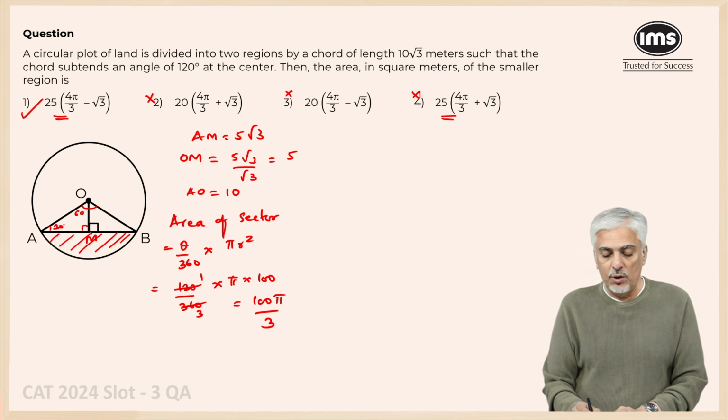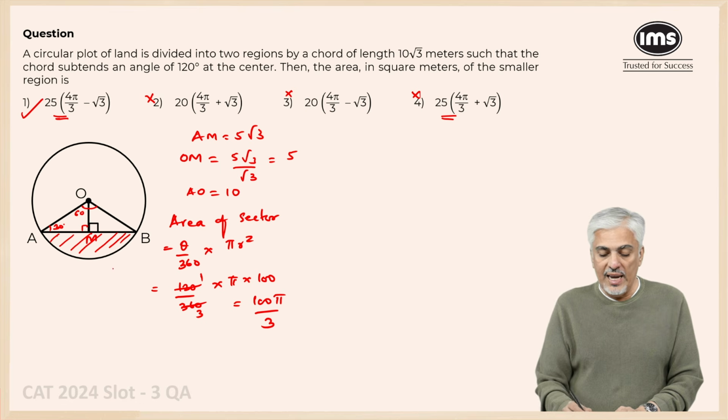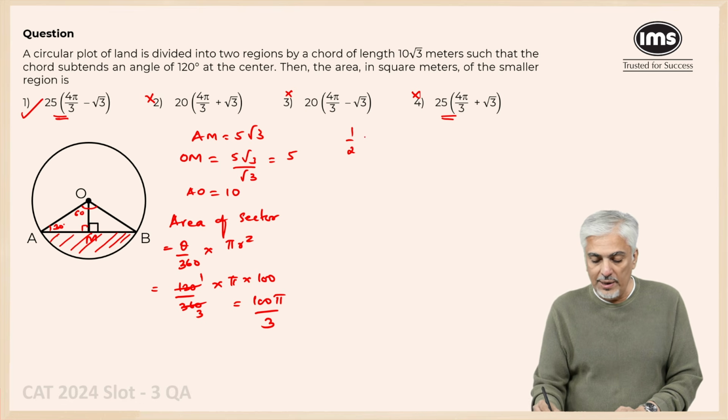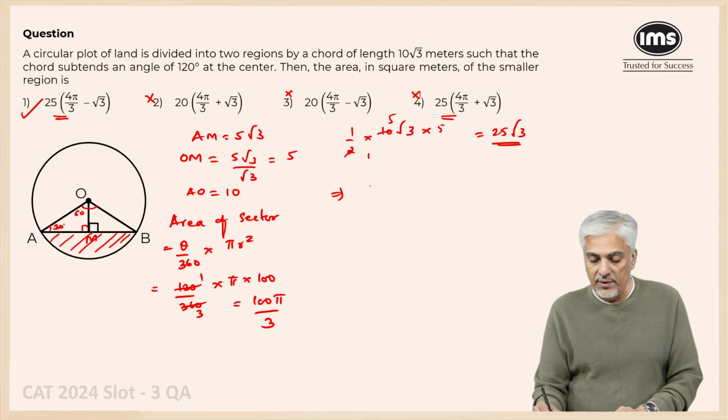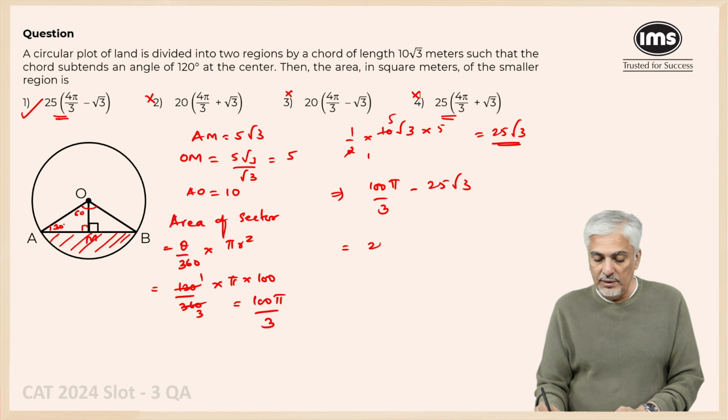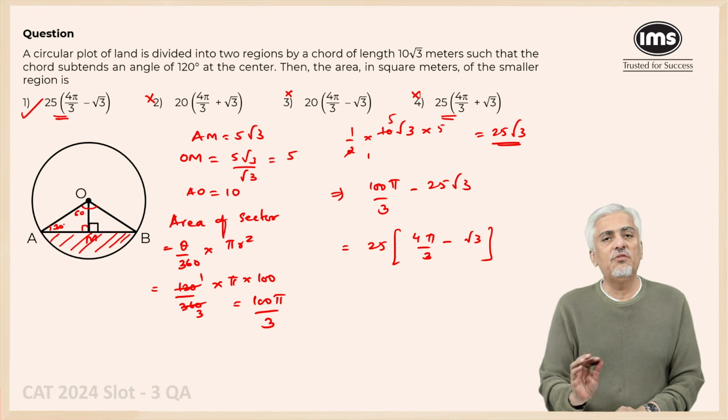Area of the triangle, I already know AB. AB was 10 root 3, so area of triangle will be half AB, which is 10 root 3, into the height OM, which is 5. So that will become 5 5s are 25 root 3. Subtracting will give me the answer 100 pi upon 3 minus 25 root 3. So I can take a 25 common. That is how it is. 4 pi upon 3 minus root 3, which is the first option.